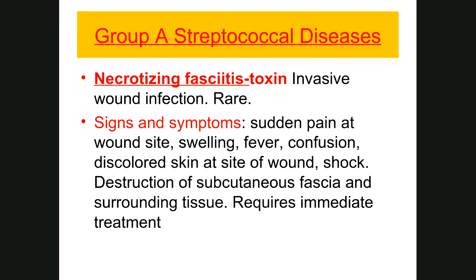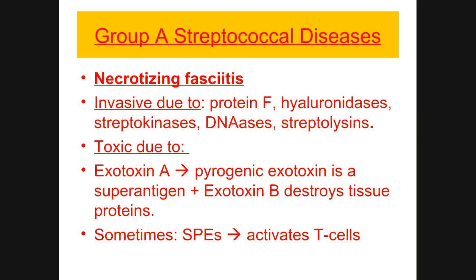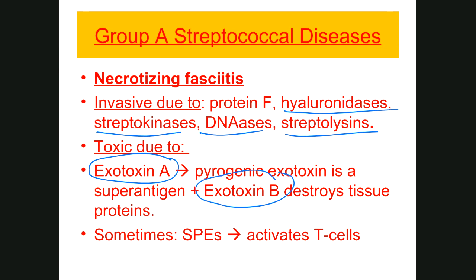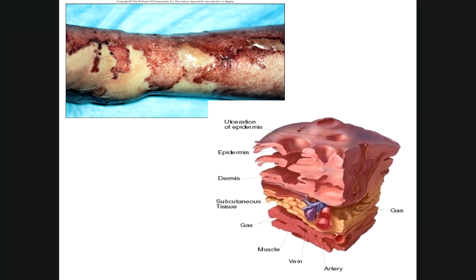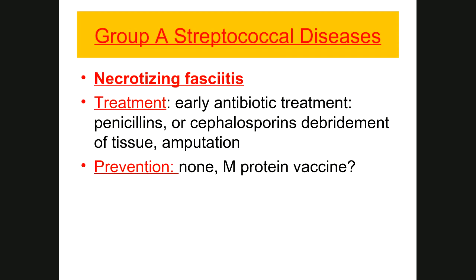So you can read some of the signs and symptoms. It is an invasive condition due to all kinds of enzymes: hyaluronidases, streptokinases, DNases, streptolysins, exotoxin A and exotoxin B, which destroys tissue. Okay. All right. Now, the only good thing, which is one more thing.